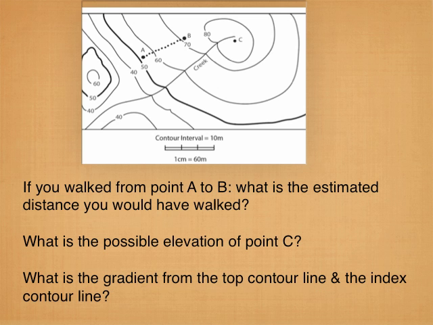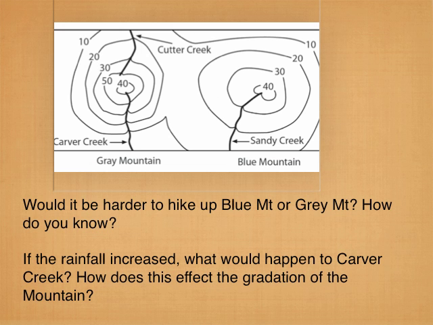The gradient from the top contour line, which would be 80, to the index contour line, which would be 50. So I take 80 and I subtract 50 from it. I get 30 meters. I divide 30 by 2 because that's my two comparisons. So I have a gradient from the very top of this hill to the contour index line of 50. I have a 15 meter distance between each of those positions.